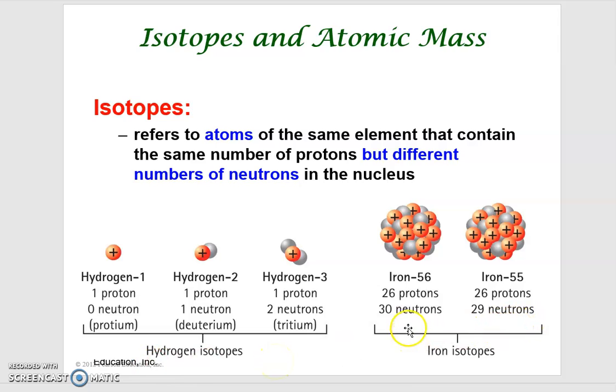The same goes for iron. Iron is originally made of 26 protons and 30 neutrons. But if you remove one neutron from the iron, it is the so-called iron 55. They still share the same chemical or physical properties, but the only difference is the mass. So that is what we mean when we talk about isotopes: the same number of protons, but a different number of neutrons.